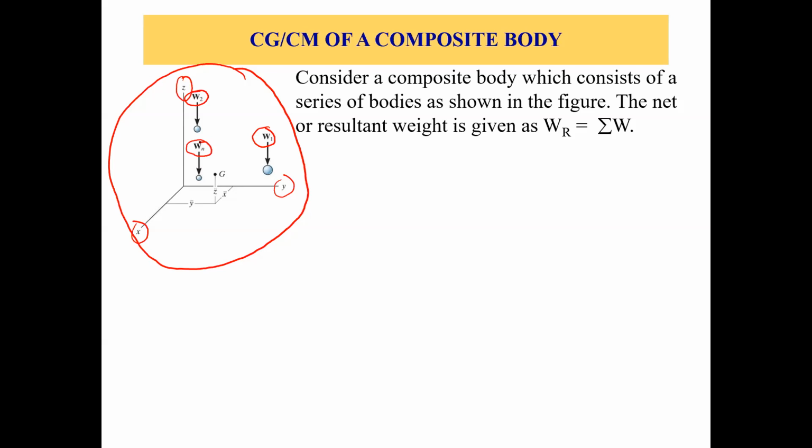Okay, so now what is the resultant weight or net weight of this whole body? We can denote this by WR, right, which is the summation of all the weights of all the individual parts or all the individual bodies, right? So WR equals summation of W, sigma W. Once we sum up all the individual weights of all the parts, then we get the resultant weight of the whole body, the composite body.